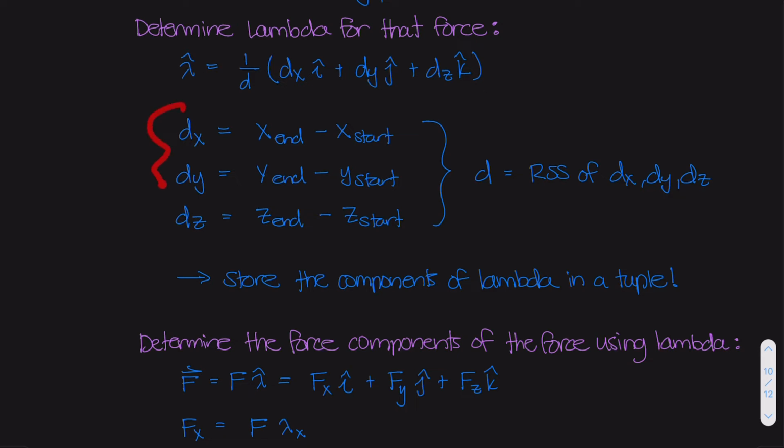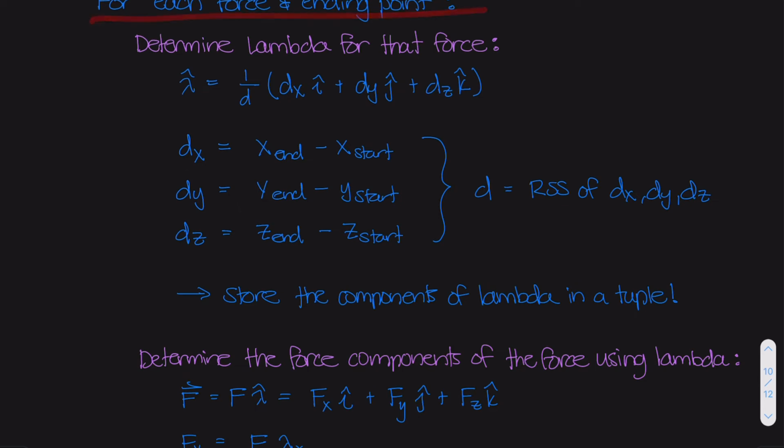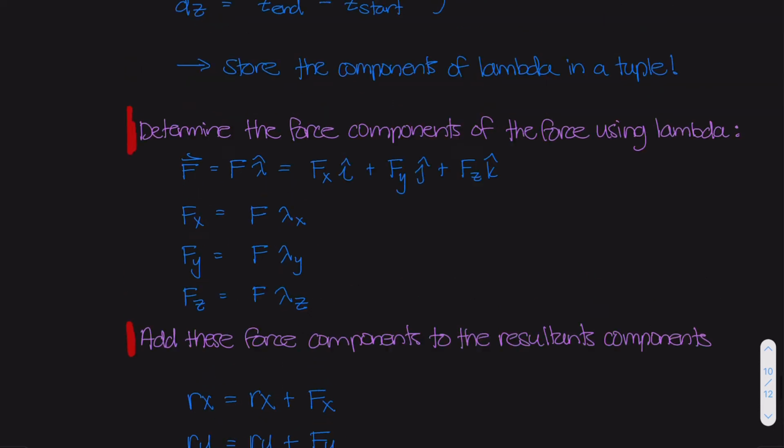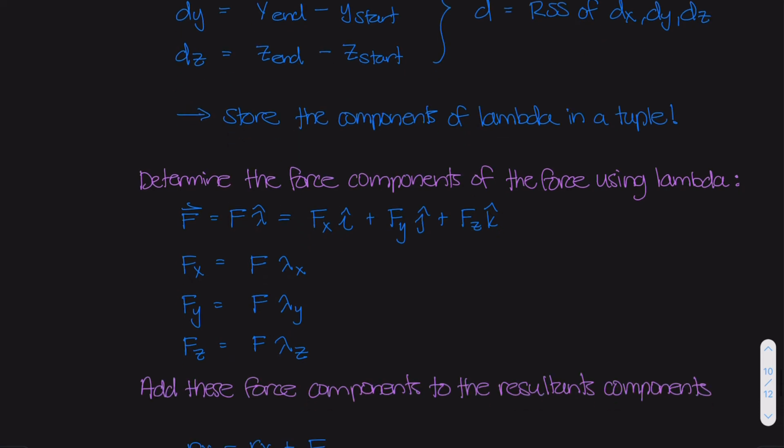Once we've figured out dx, dy, and dz, as well as the overall length d, we want to store the components of lambda in another tuple. I'll show you how to do this in code, but the idea here is that you're just storing the values into some data structure that we can use later on. So again, we're still in this for loop, and you can see I've indented step 1, step 2, and step 3. After step 1 happens in that loop, the next step is to determine the force components of that force.